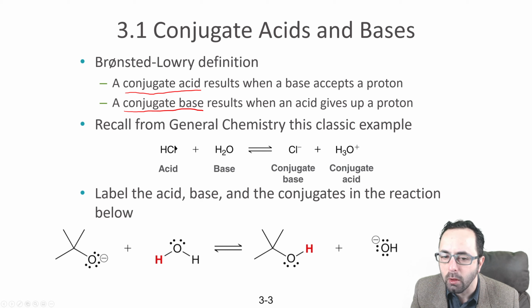When you lose an H+, the charge goes down by 1 unit here from 0 down to -1. So that's a little shortcut you can keep in your mind. And so now if we want to look at this, we should label the acid, the base, and the conjugates.